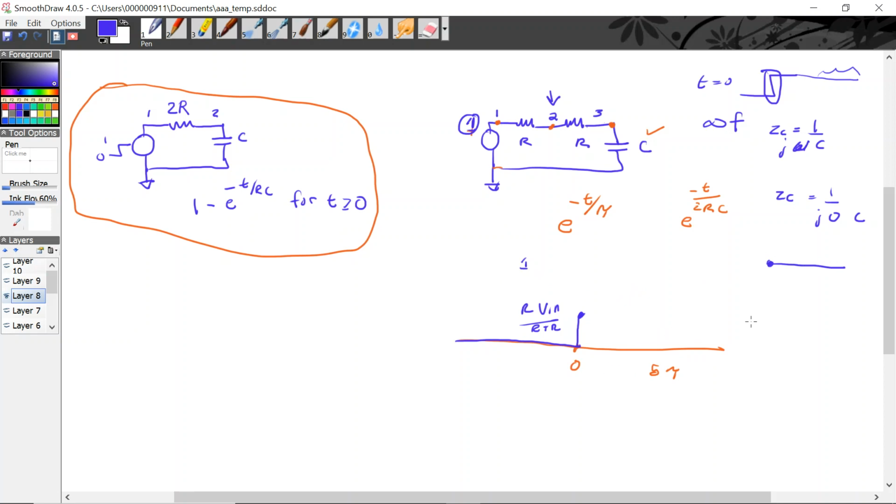Now, how does it get there? Again, we have to have that exponential in there. It's a first order RC circuit. The only thing that solves that is a decaying exponential. So we can just draw that in.